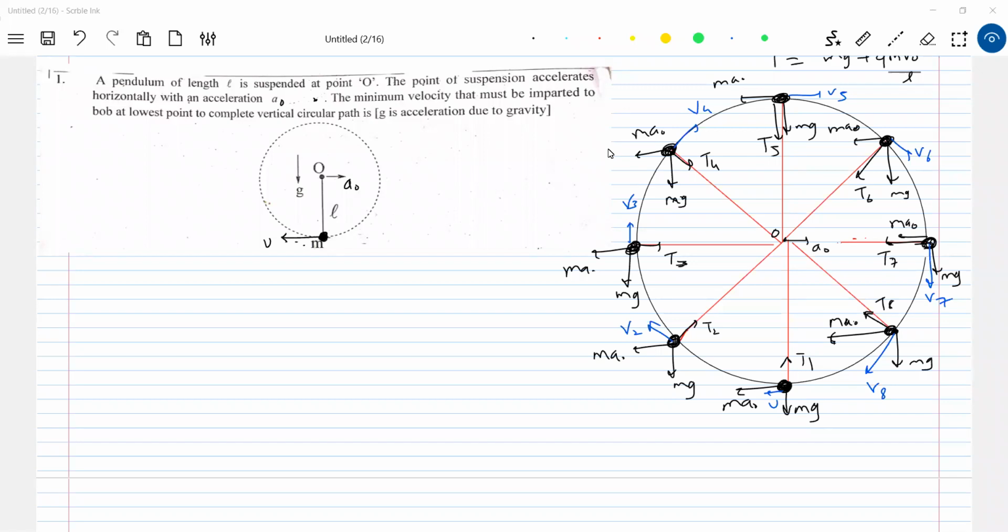So first of all, any condition for tangential acceleration at the critical point need not be 0. In most of the problems it is 0. At the critical point, tangential acceleration need not be equal to 0. So you write down the equation T6 plus, okay, let me take this as theta. If this is theta, this will be theta, then this will be theta.